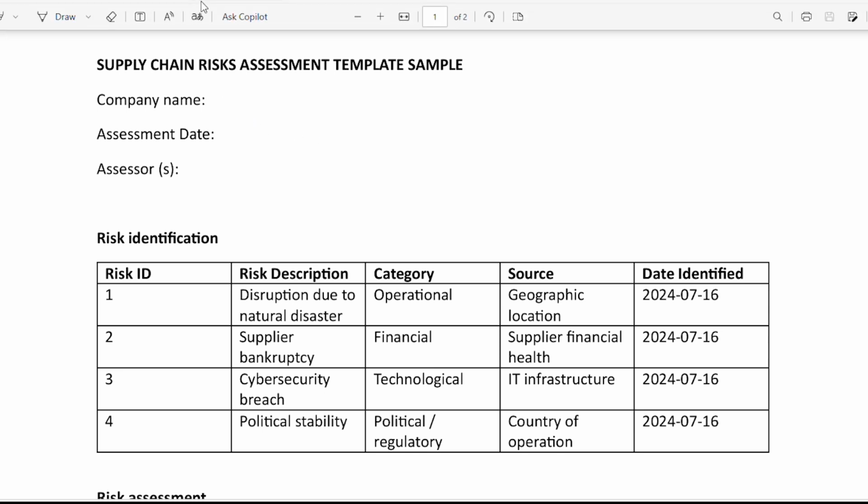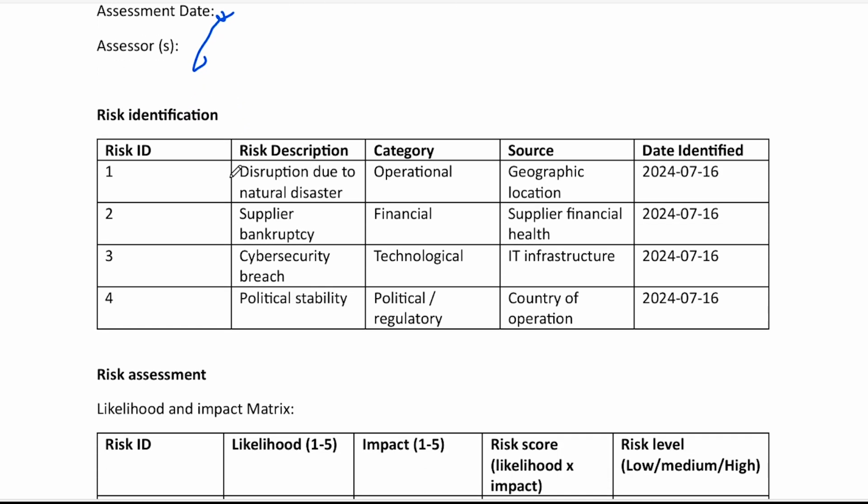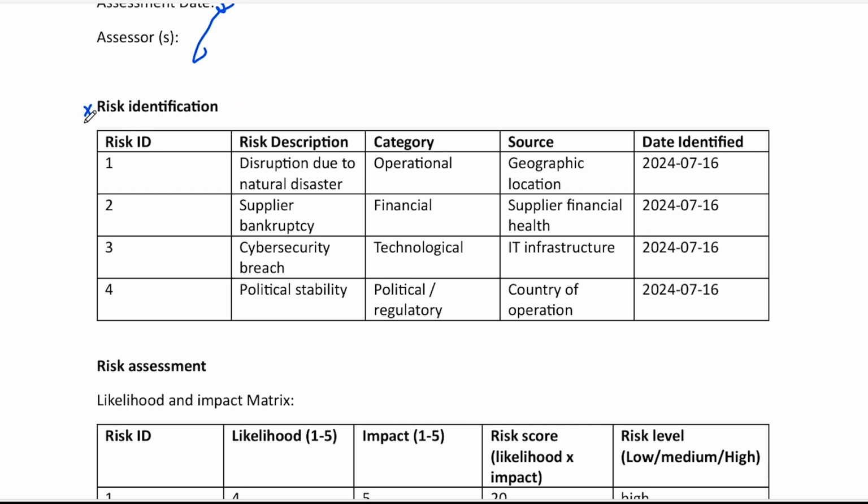So what do we have here? It's a template, so you can have your company's name, assessment date, and who's actually doing the assessment, all that stuff. So one, risk identification. Look, this thing can be one giant template. In this case, we've just broken it down so that you can understand it easily. But it can be one big, long thing where you have risk identification and all these things just fall in one big table. So it doesn't have to look exactly the way this one does. But anyway, let's move on.